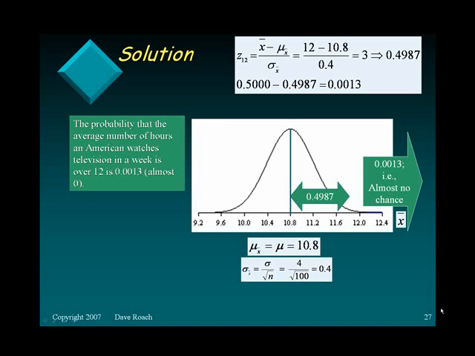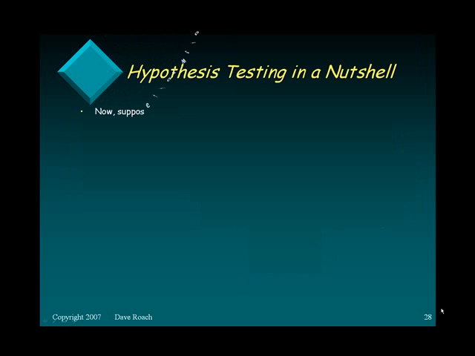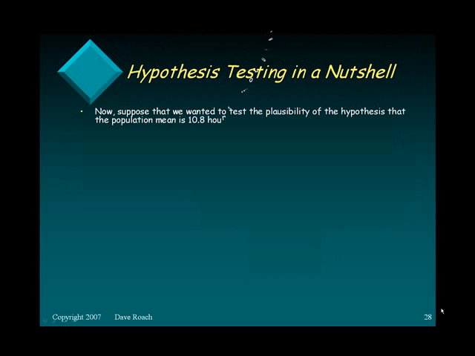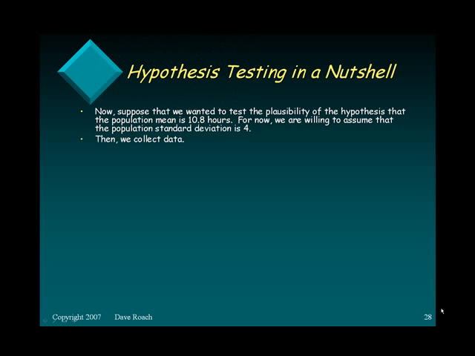Again, there's almost no chance we will get a sample mean that's over 12. That's really going to take us into the idea of hypothesis testing. We're going to start off, we don't know the population mean is 10.8, but we want to test the plausibility of a hypothesis that the population mean is 10.8. Again, we have the population standard deviation of 4. Then we collect data.